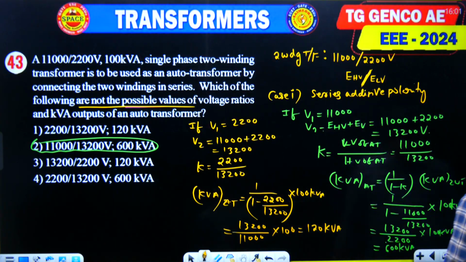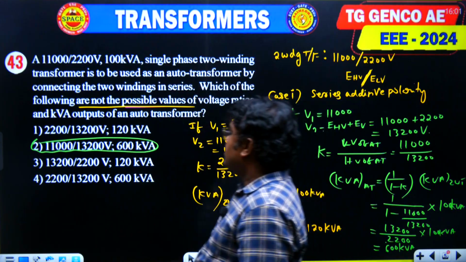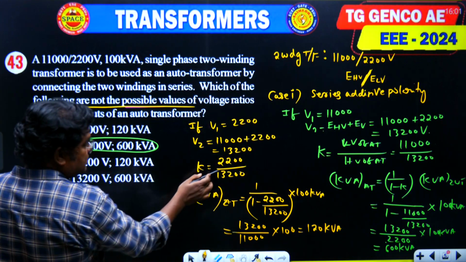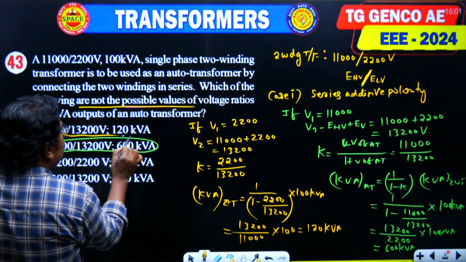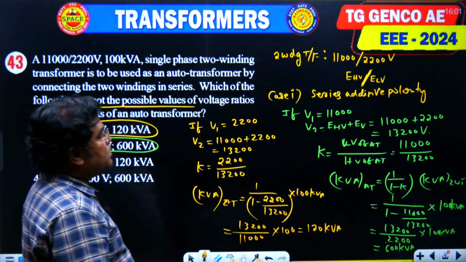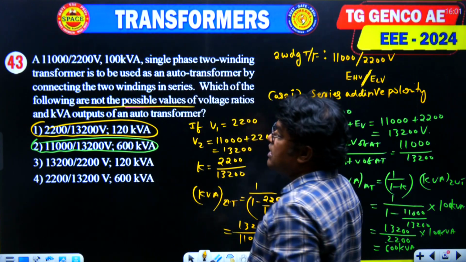So now this is a 120 kVA. So this is that kVA rating. This is also the kVA rating of the auto transformer. But we required the one which is not the kVA rating.